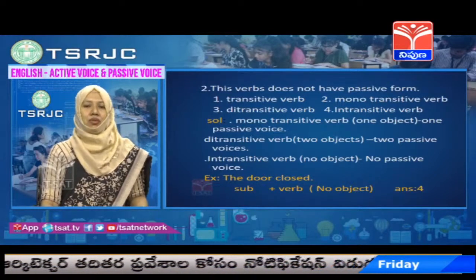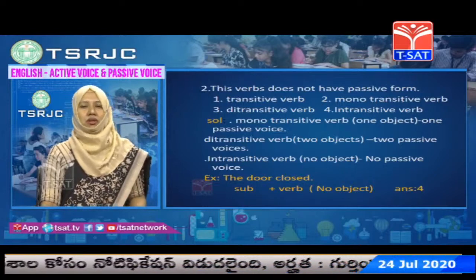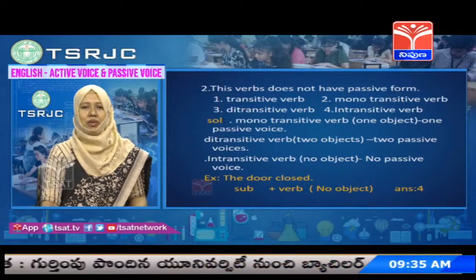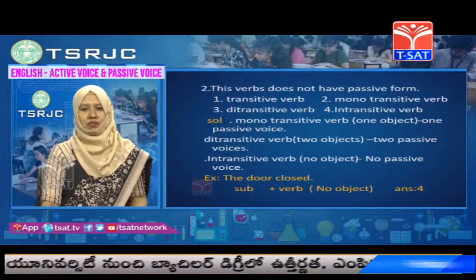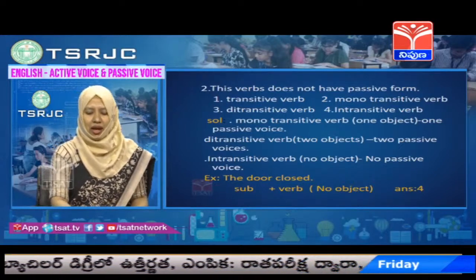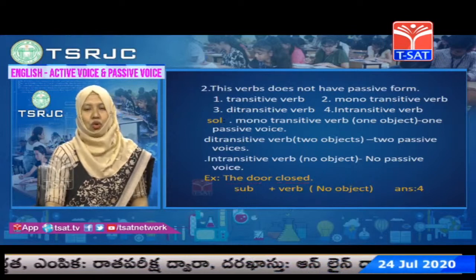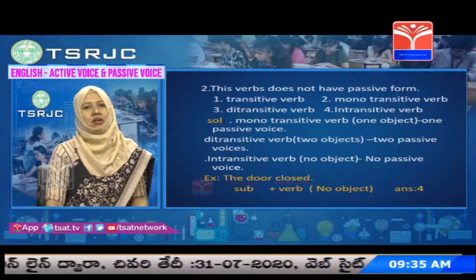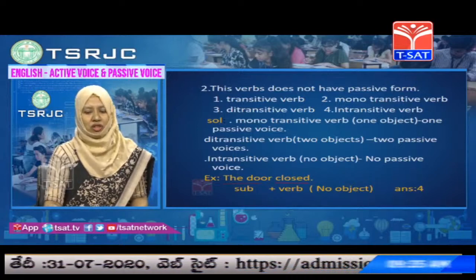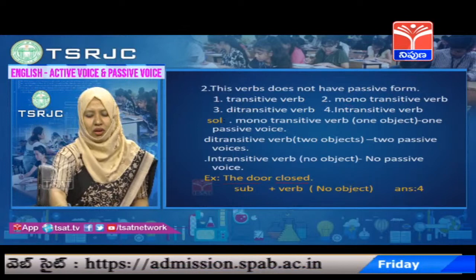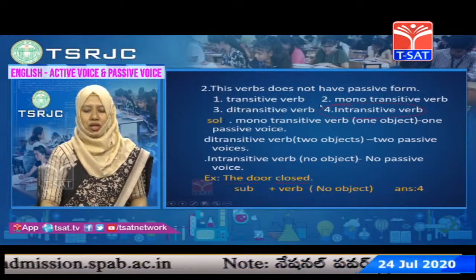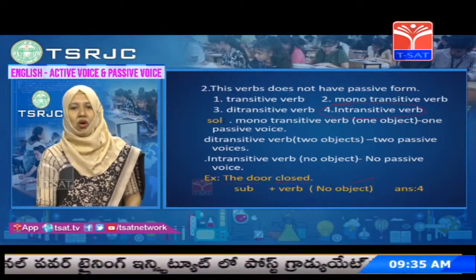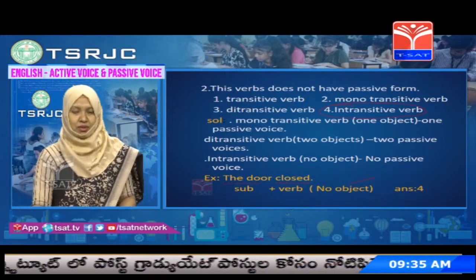An intransitive verb does not take any object, so you cannot change that into passive. For example, the door closed. There is subject and verb, but there is no object here. So the correct option is intransitive verbs. Which verbs do not have passive form? Intransitive verbs, because they don't have any object. All transitive, mono and ditransitive verbs can change into passive.